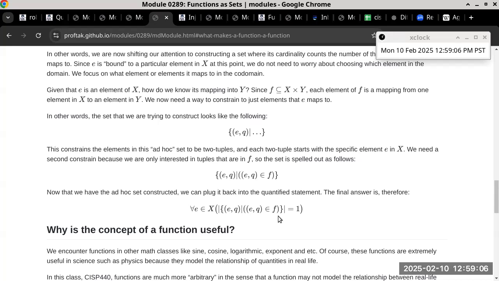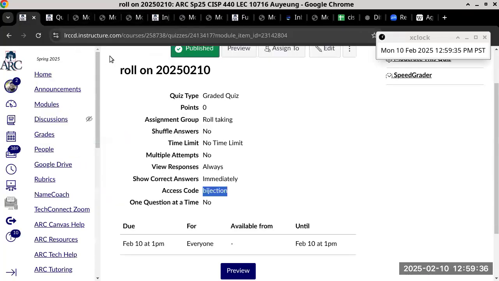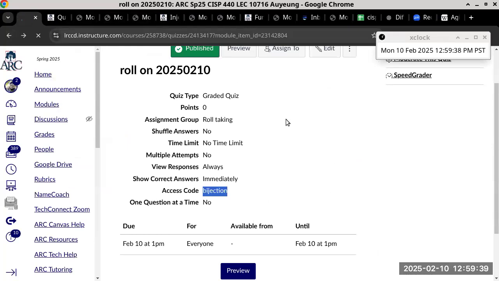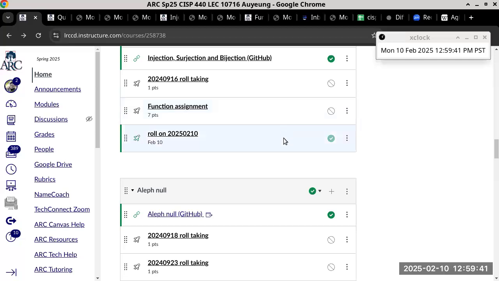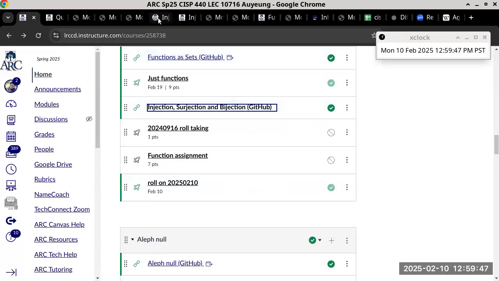So a lot of the difficulty of this class is getting familiarized with the notation. So the more you look at the notation and the more you dissect the notation and try to understand it, the quicker you get familiarized with the notation. So that's kind of the important part. All right, so that's basically it for this particular module. And then we are moving on to the next module, which is about the words injection, surjection, and bijection. So we're going to get into here. Okay, there we go.